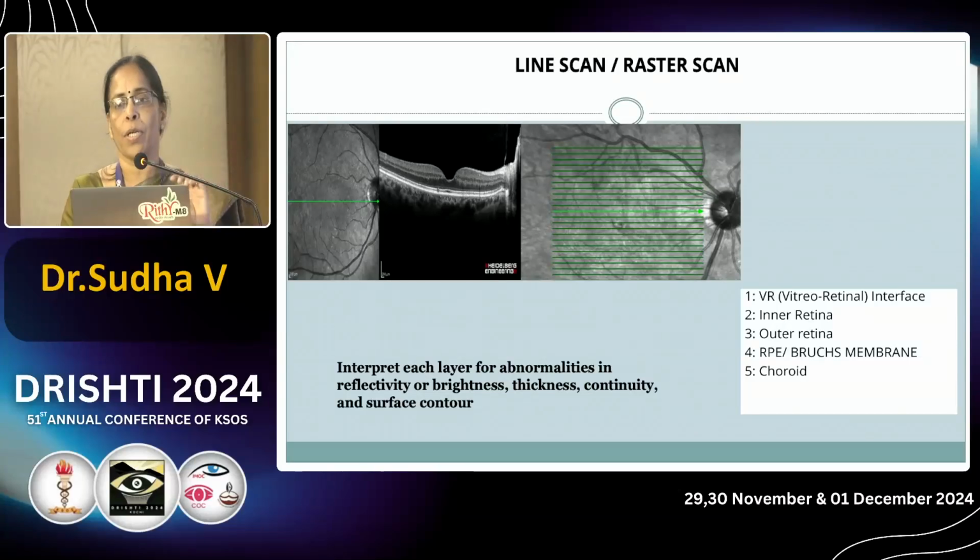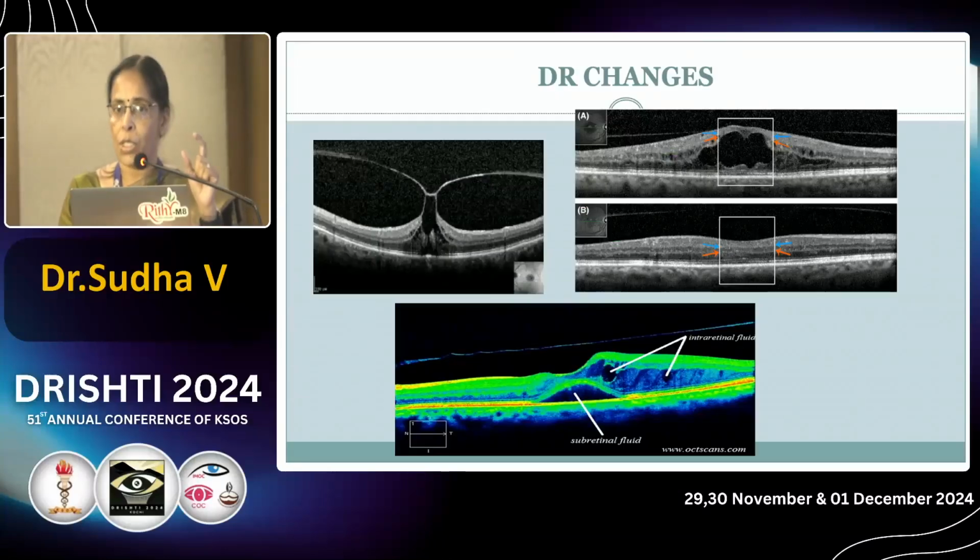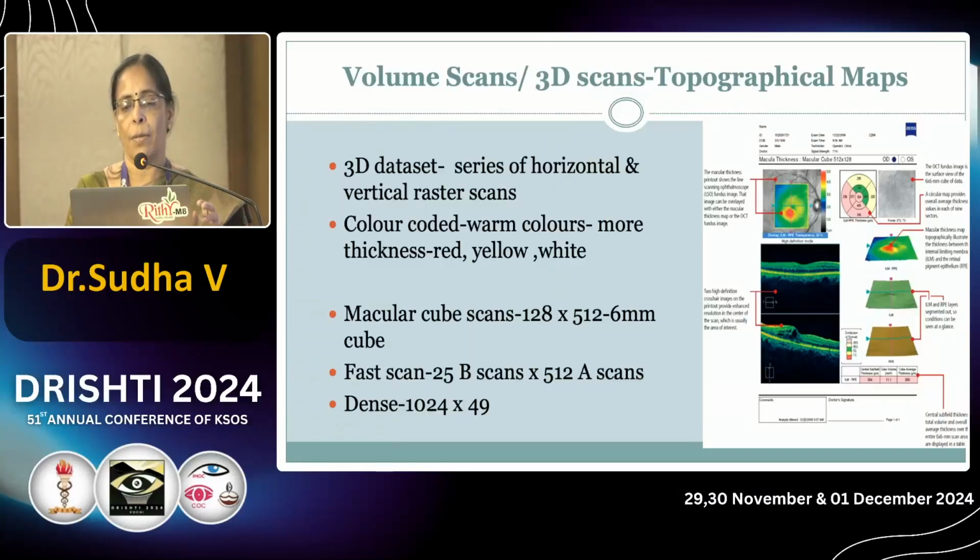B scan will let you interpret it layer by layer, the entire layer from the outer retina to the inner retina. So the changes which you can see in diabetic retinopathies on a B scan is traction. You can see DRIL, that is disorganization of the inner layers, and you can see cystoid spaces. So that is clear with the B scan.